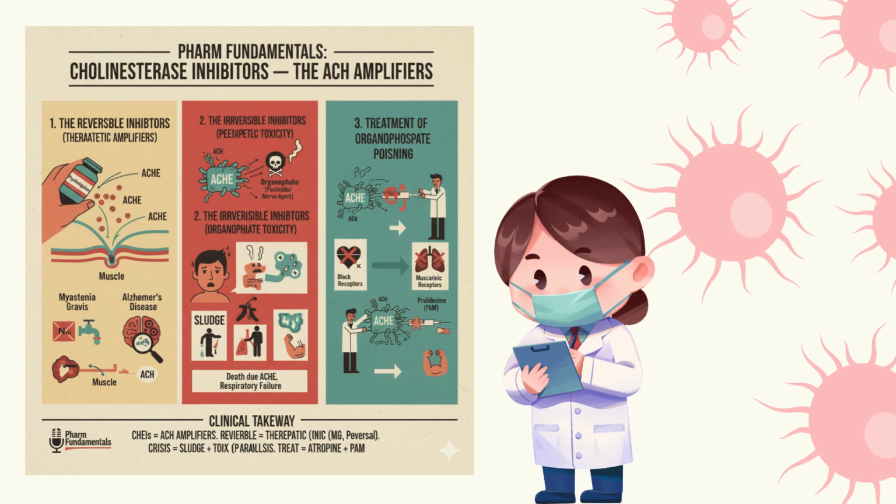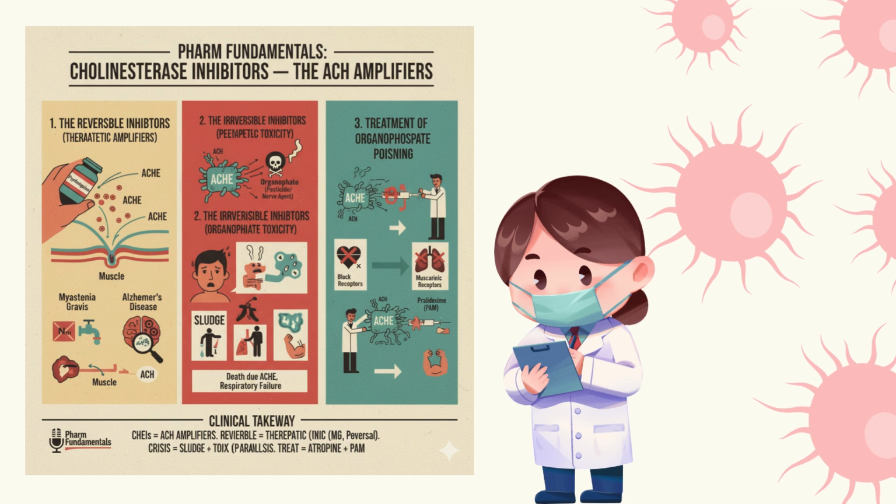And segment 3, the treatment of organophosphate poisoning. The treatment for severe OP poisoning requires a rapid two-pronged pharmacological approach. Atropine, the antagonist, administered immediately and aggressively. Atropine is a muscarinic antagonist and is used to block the life-threatening muscarinic effects, bronchial secretions, and bradycardia. Crucially, atropine does not stop the paralysis.